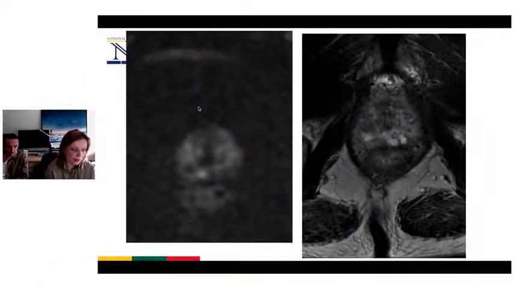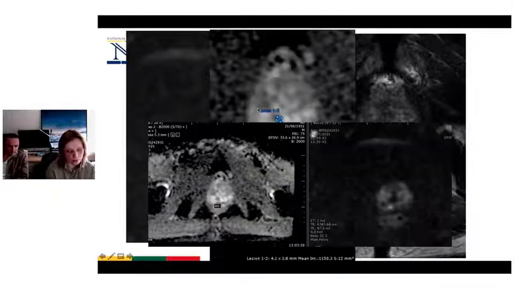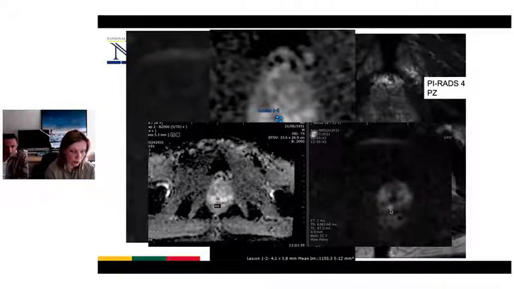And one more case just for you: we can see a bright spot in the peripheral zone, and it's rather difficult to say here if we have a real lesion or not. It's somewhere in the middle, but on ADC we have a lesion that is also a little bit lower than other tissues, so we can say that it is a lesion. We can try to biopsy it. It's very small, so possibly it's better to do a fusion biopsy or an in-bore biopsy.